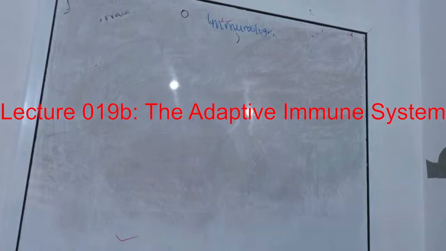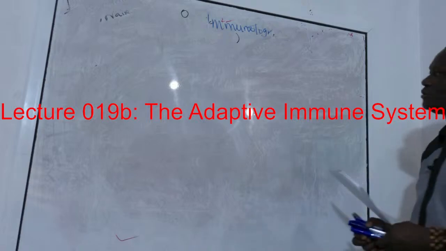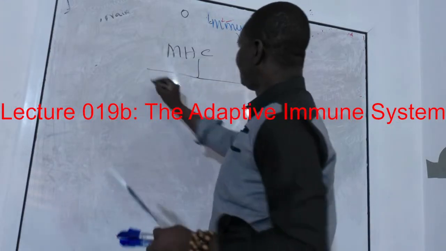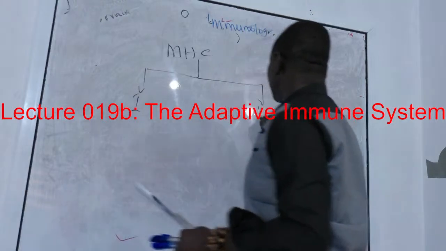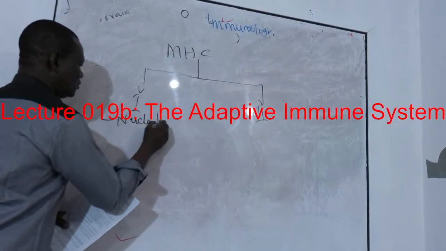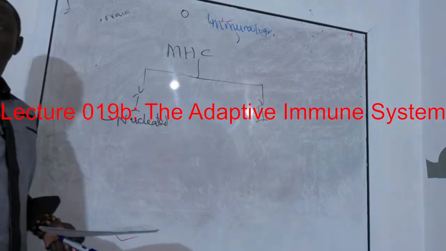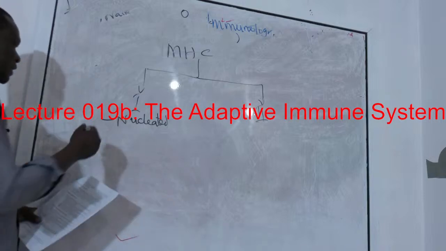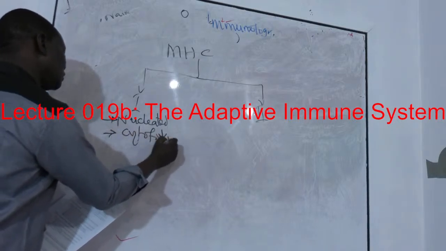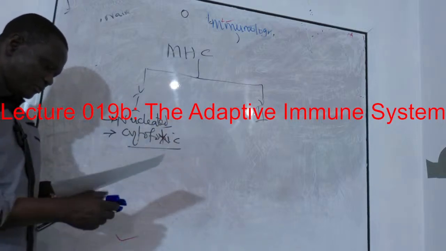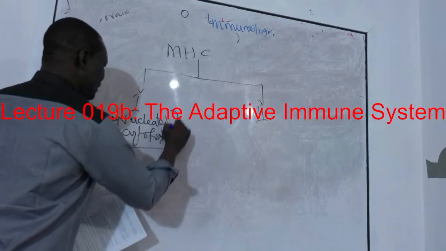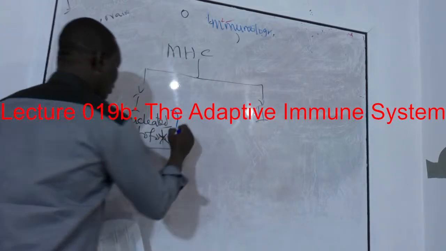Okay, so I said the major histocompatibility complex, MHC, is of two types: class 1 and class 2. Class 1 is present in all nucleated cells of the body, that is, all cells that contain a nucleus, and also in those that perform the role of cytotoxic cells. Then that makes their function to be what? Internal.